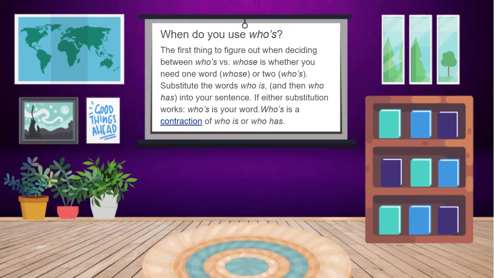When do you use who's? The first thing to figure out when deciding between whose versus who's is whether you need one word, whose, or two, who's. Substitute the words who is and then who has into your sentence. If either substitution works, who's is your word. Who's is a contraction of who is or who has.